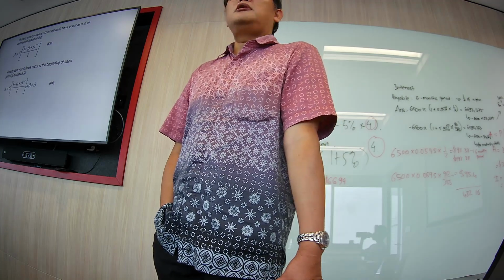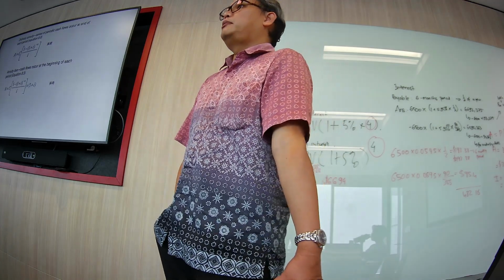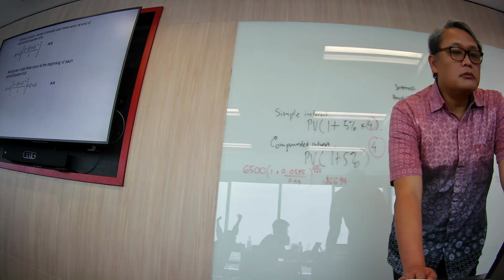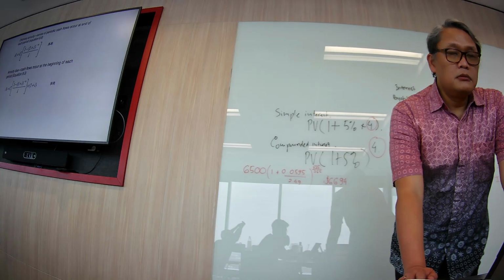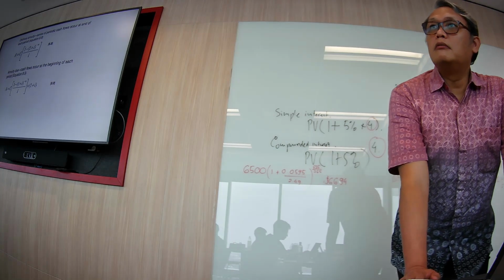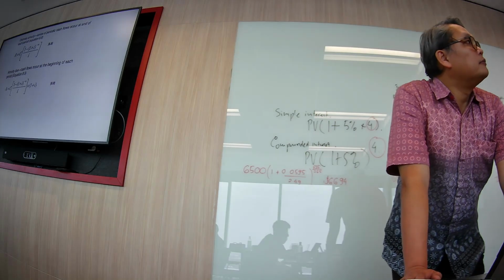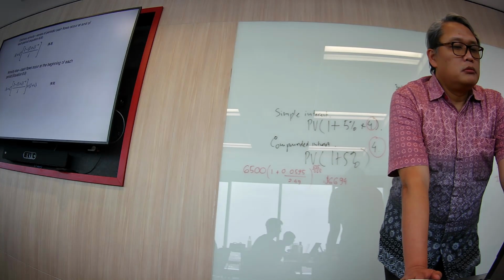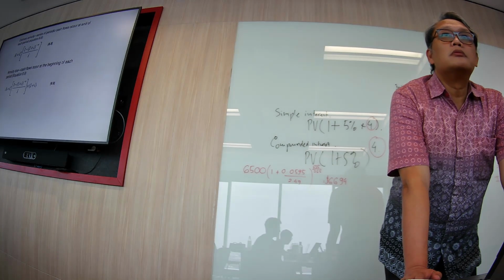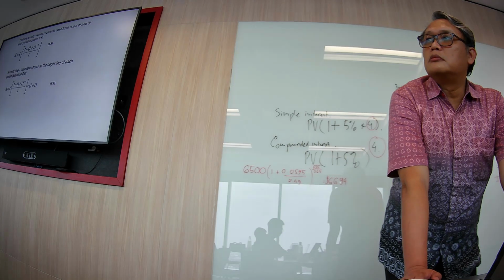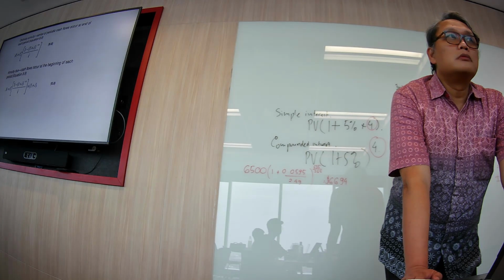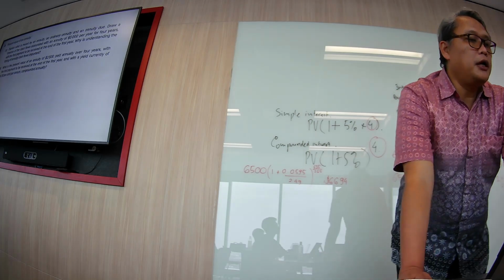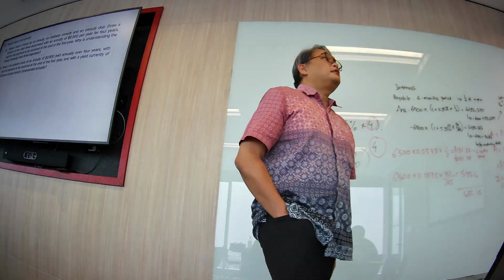I think the formulation is on the PPT. You can just download the PPT and check the formulation. Right. And this is the example of the case, present value of an annuity.